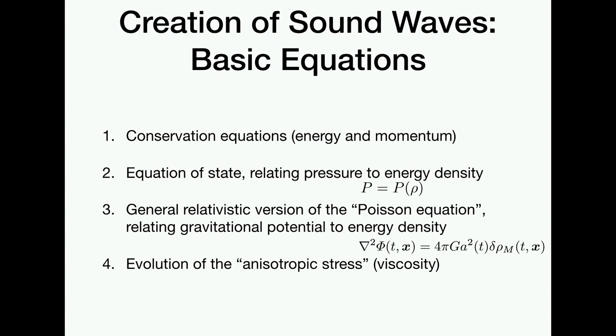Then you need to relate pressure to density. This is something called the equation of state. You have to specify that, otherwise equations do not close. You need to also relate how energy density is related to the gravitational potential. In a non-relativistic limit, that would be Newton's equation, the Poisson equation. We use the general relativistic version of it, namely Einstein's equation, relating potential to density. Then you also need to know the viscosity. Remember, miso soup, if you drop tofu in it, ripples damp. You somehow have to take into account the fact that it's a viscous fluid, not a perfect fluid. You need to know four of those things.